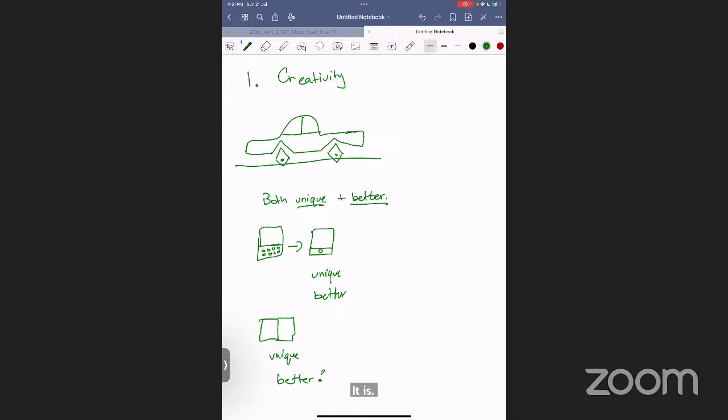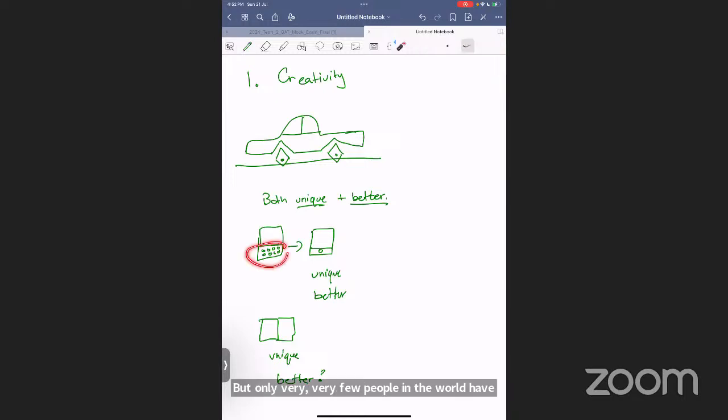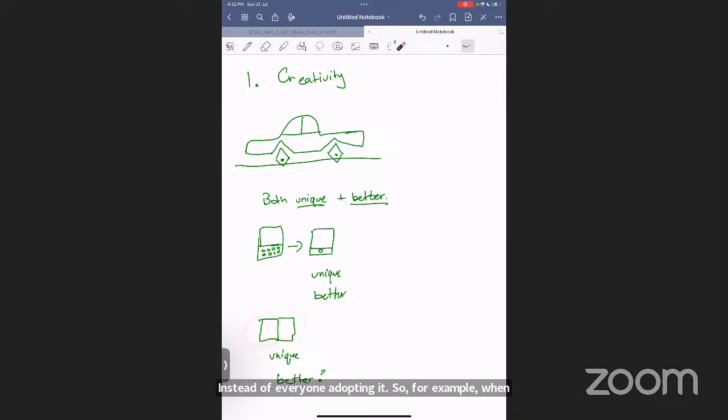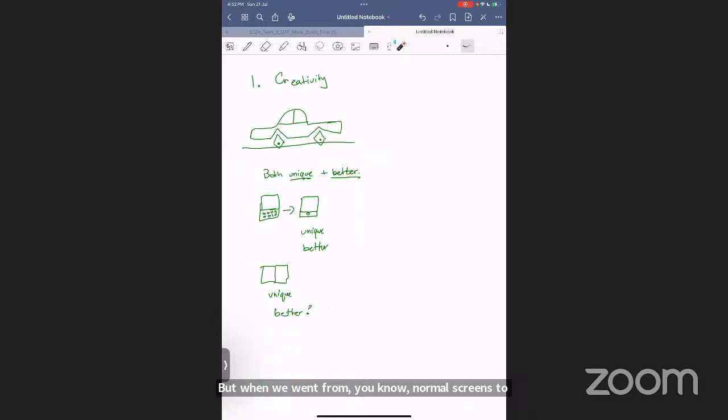So the reason I'm questioning whether it's really better is because if it was better, all phones nowadays should be foldable, right? But only very, very few people in the world have bendable phones, instead of everyone adopting it. When we went from buttons to touchscreen, all phones became touchscreens. But when we went from normal screens to bendable, not every phone became bendable, right? So what I'm trying to get at is you have to be unique and better.